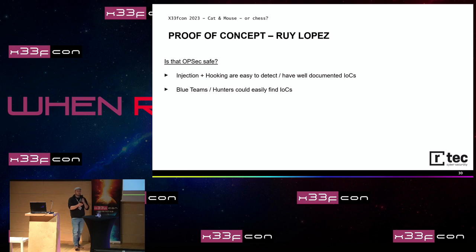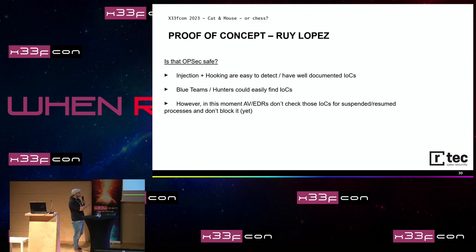And especially if you have any blue teams or hunters in your company, then they should easily be able to find those IOCs, because the initial proof of concept is not resolving these issues. It's just a proof of concept. So it could easily be found out that this technique was used. However, in this moment, or when I was testing, no one prevented this technique or alerted on it, because no one was looking for it, because it was not published anywhere. And if you don't know what to look for, you're not going to do it, and therefore, I guess, it was not blocked, although it could easily be identified.